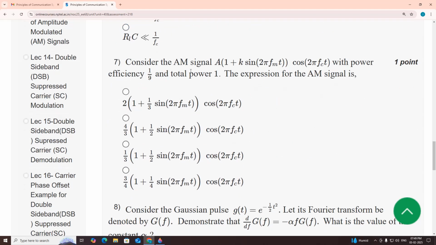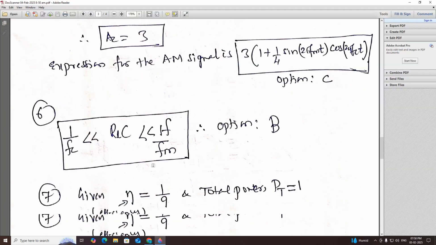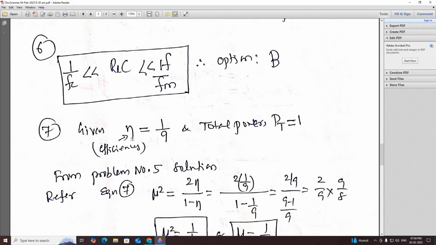Seventh one, consider the AM signal again, A(1 + k sin 2πmt) cos 2πfct, with the power efficiency of 1/9 and a total power equal to 1. The same method we will follow to find the value of A and the value of k. So given eta is 1/9, total power is equal to 1.